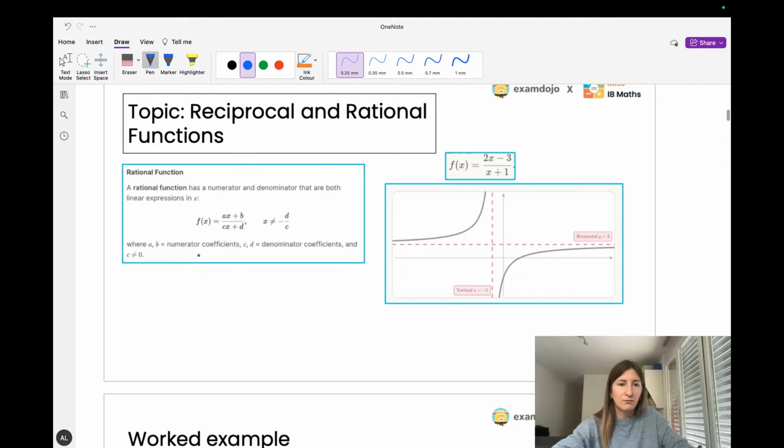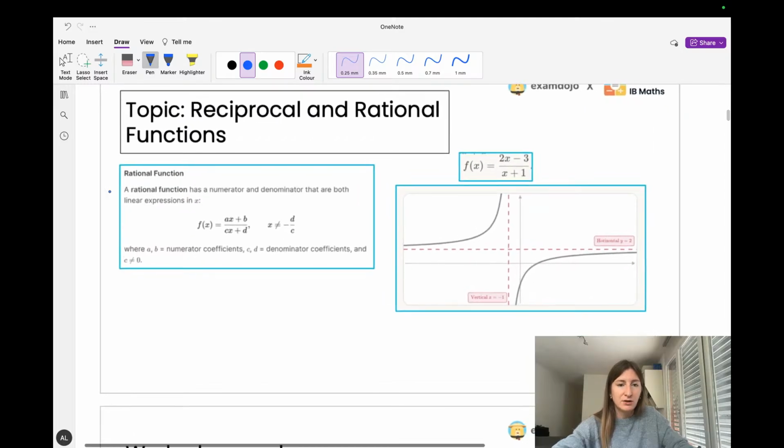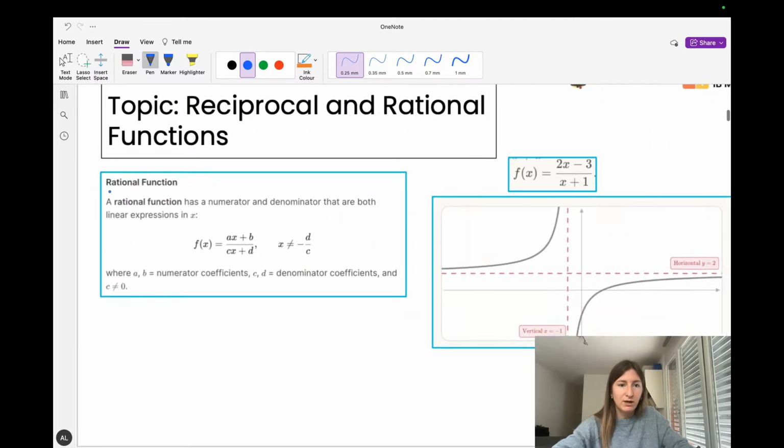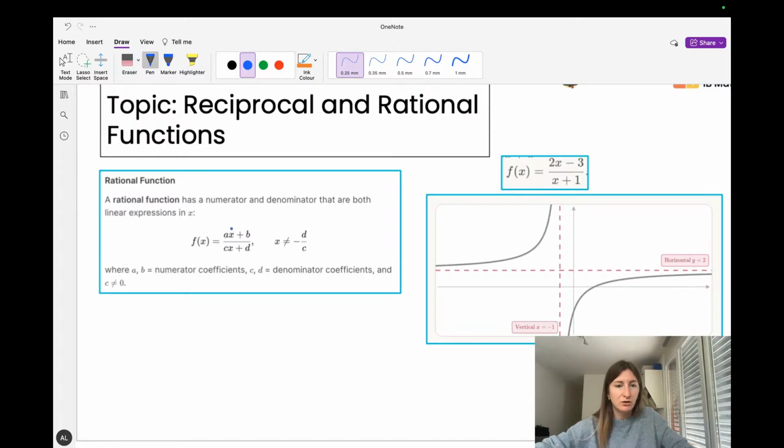Then we get the rational function. So that is when we have a linear function in the numerator and a linear function in the denominator. And these are having the exact same shape as a reciprocal function, but they just are going to have different asymptotes. So we have, let me write it here, let's say y equals 2x minus 3 over x plus 1.